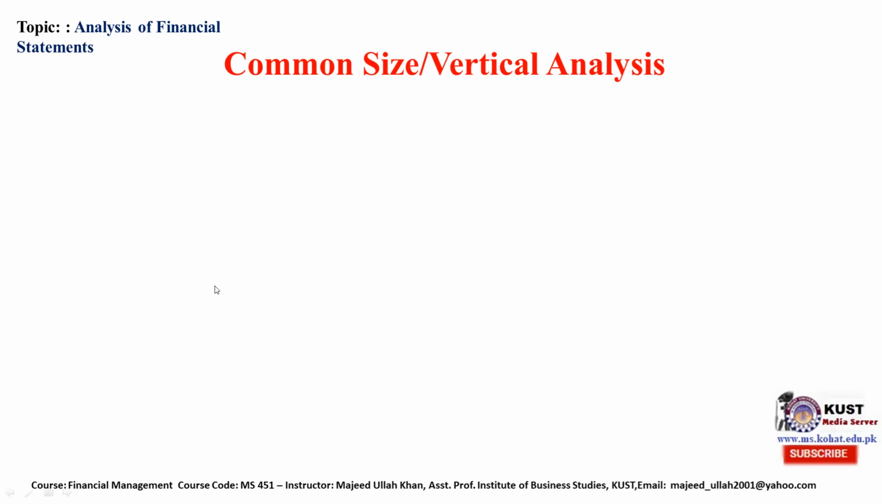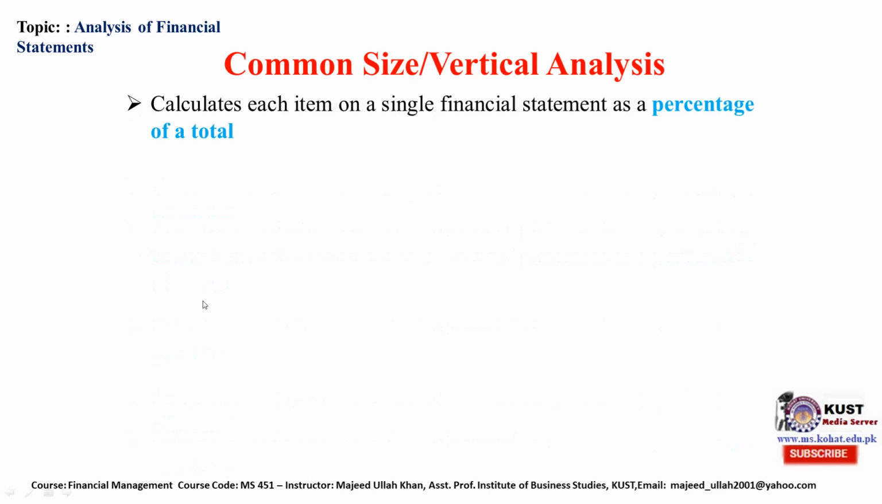Common size analysis. What is common size analysis or vertical analysis? In vertical analysis, the analyst calculates each item on a single financial statement as a percentage of the total. Let's suppose in the balance sheet we will calculate each item of the balance sheet, like cash, inventories, accounts receivable, non-current assets, property, plant and equipment. Every item should be expressed as a percentage of the total. Total means total assets.